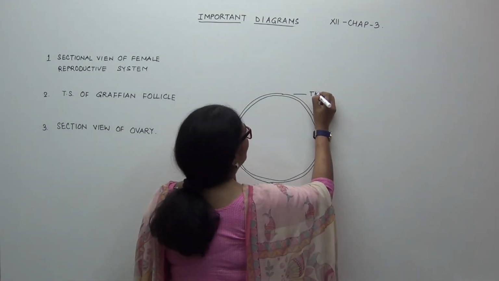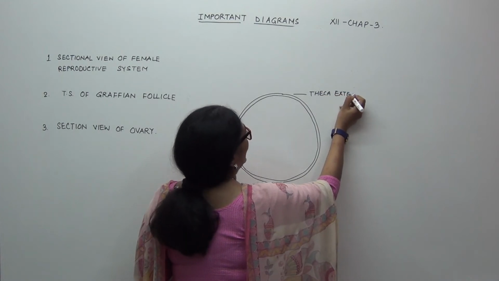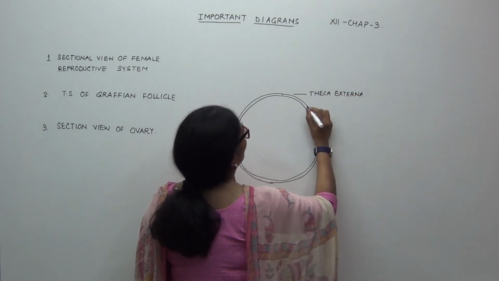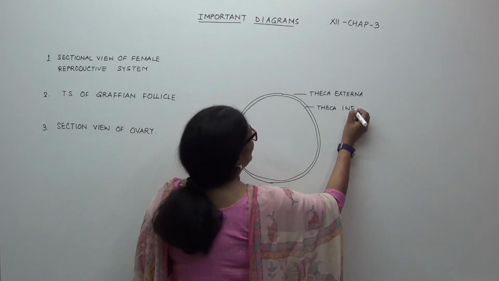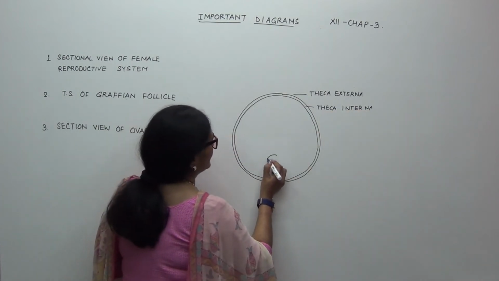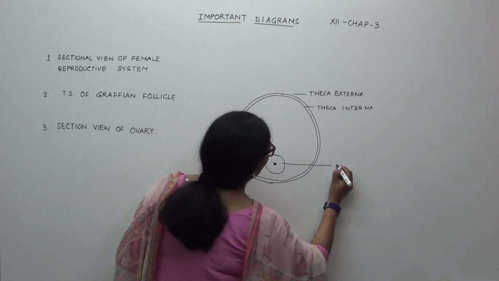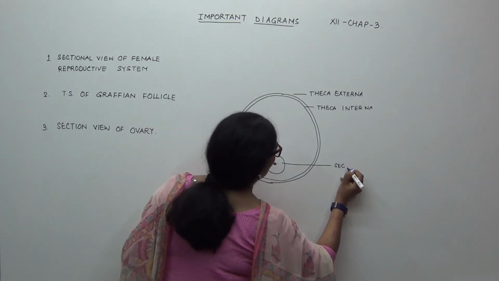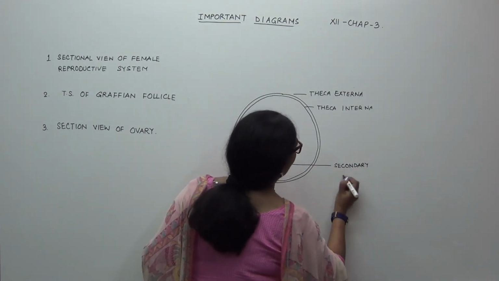This is theca externa, the outer covering, and this is the inner covering, which is called theca interna. Now, what will happen inside? I'm going to make the secondary oocyte. You know that within the Graafian follicle we have the secondary oocyte whose division is arrested at metaphase 2. So this is your secondary oocyte.